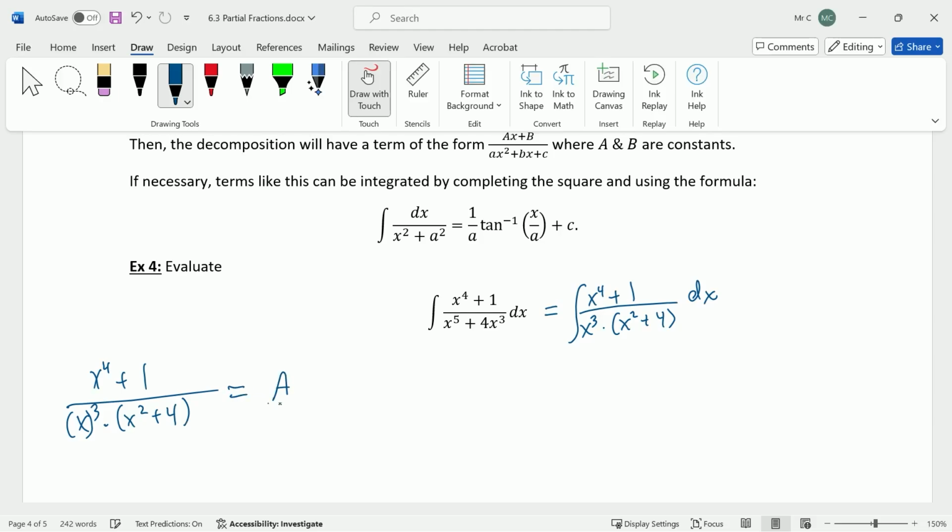So I get a over x plus b over x squared plus c over x cubed. That's the expanded terms corresponding to my x cubed. And then for the x squared plus 4 in the denominator, I need a linear expression up top. And since we already used a, b, and c, we'll write dx plus e, a linear expression divided by this quadratic.